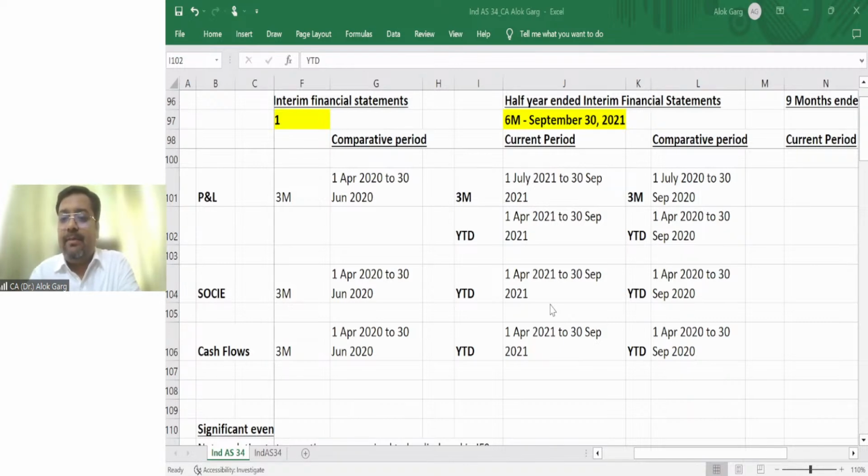Shivani is asking, why is the comparative period for 31st March? Shivani, is that clear? So Namrata is asking, sir, why SOCI or cash flow? Namrata, you are only asking for SOCI. You are not asking for cash flow. Even cash flow is always YTD, right? So as per the Indian accounting standard, or as per IFRS, or as per accounting standard, for the interim financial statement, the SOCI and the cash flow are not required to be given for the current quarter. Why?